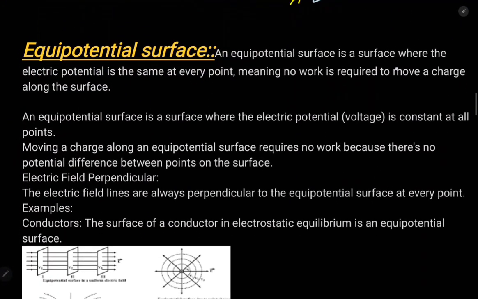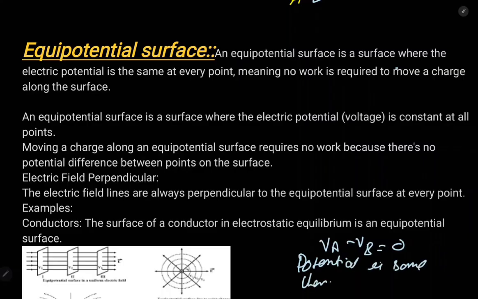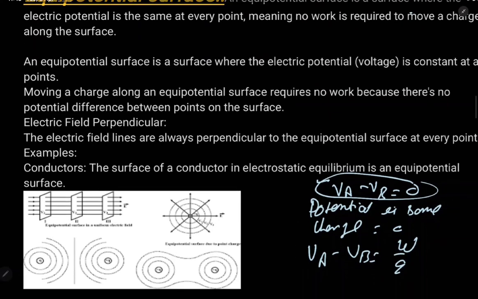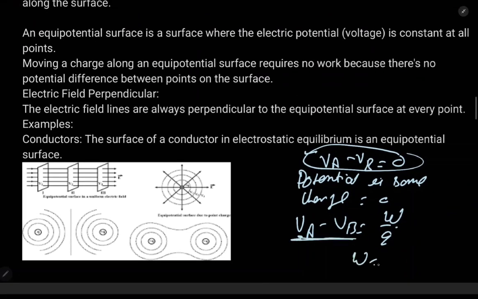Okay, next we have an important topic, that is equipotential surface. As the name suggests, equipotential means the potential at every point of the surface will always remain the same. If potential is the same, then the potential difference is 0, right? If something is the same, then the change in that thing will be 0. I know that potential difference is equal to work done upon charge. If potential difference is 0, then work done will also be 0.